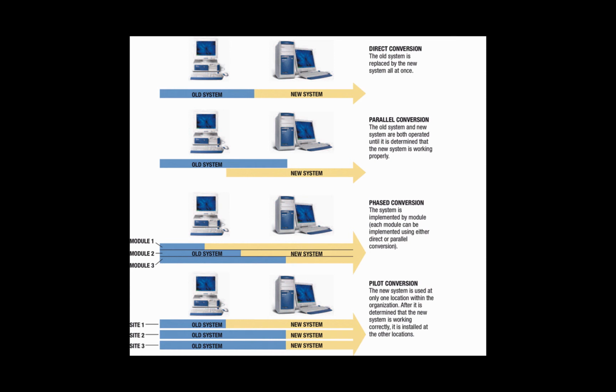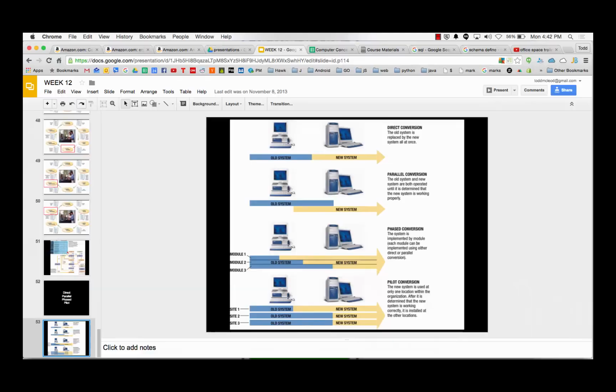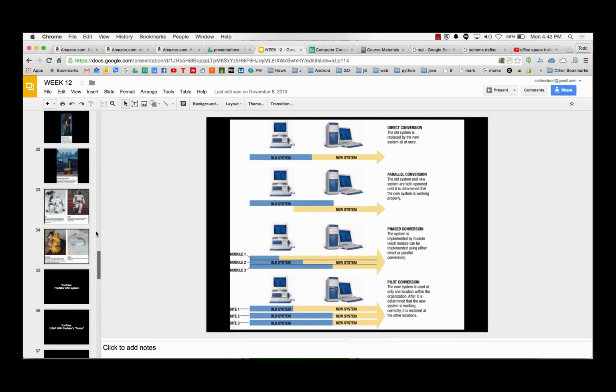You could do a phased conversion where you slowly phase in the new system and phase out the old. And you could do a pilot system where you try it at one location first, and if it works, then you start rolling it out to other locations. It's usually pilot, phased, some parallel. In our own lives, though, individually, we often just say screw that old system and try something new. We just switch. So that's implementation.